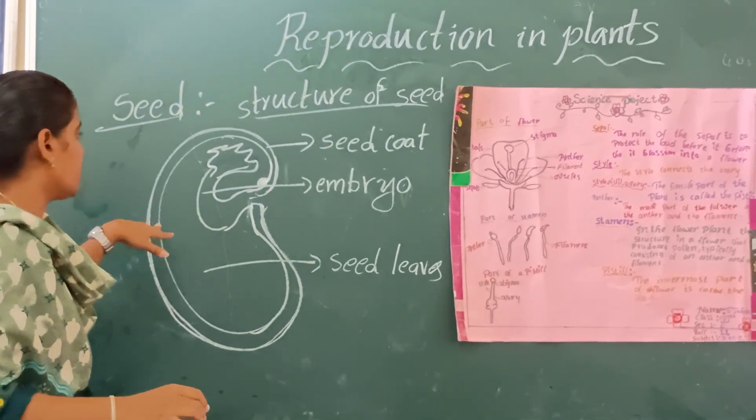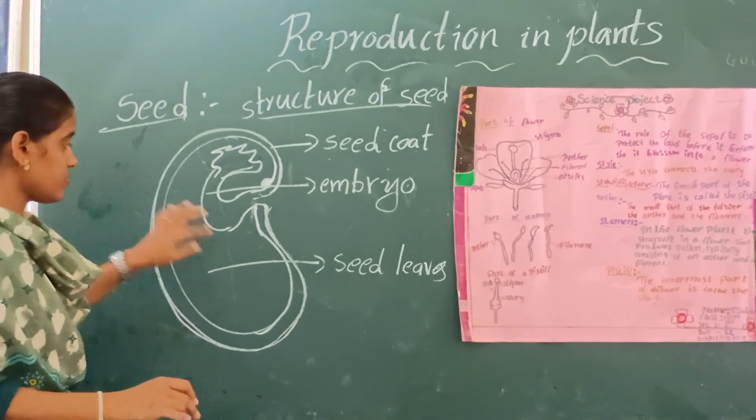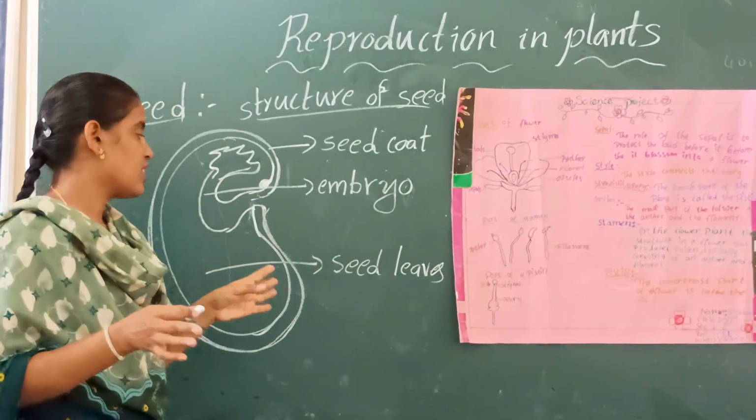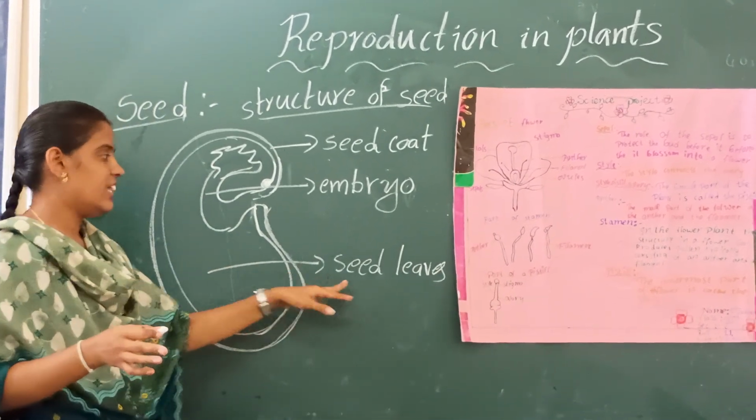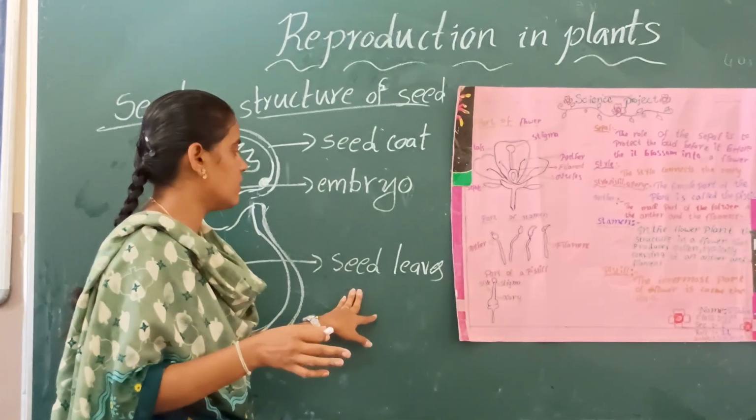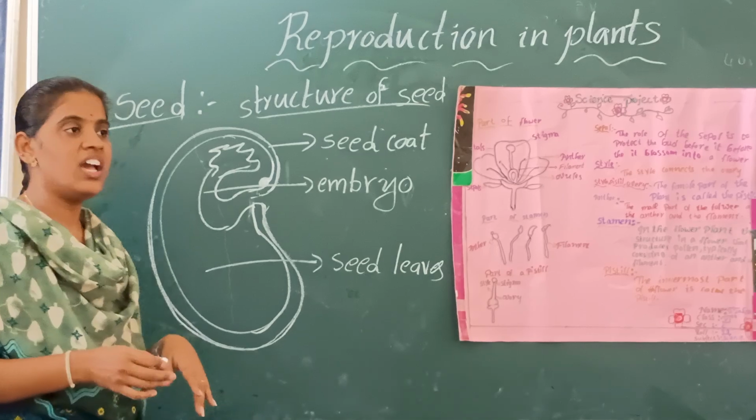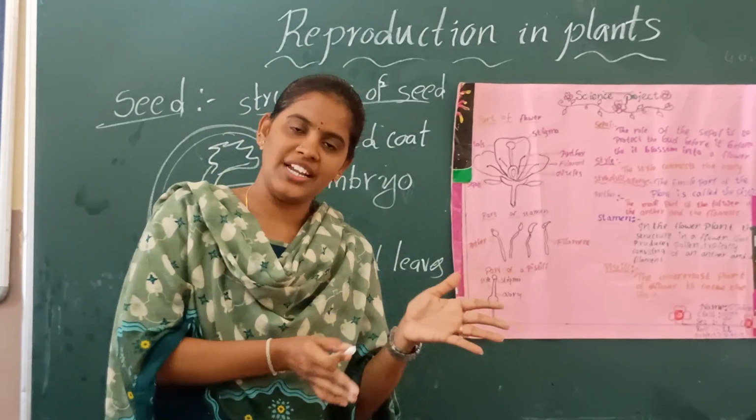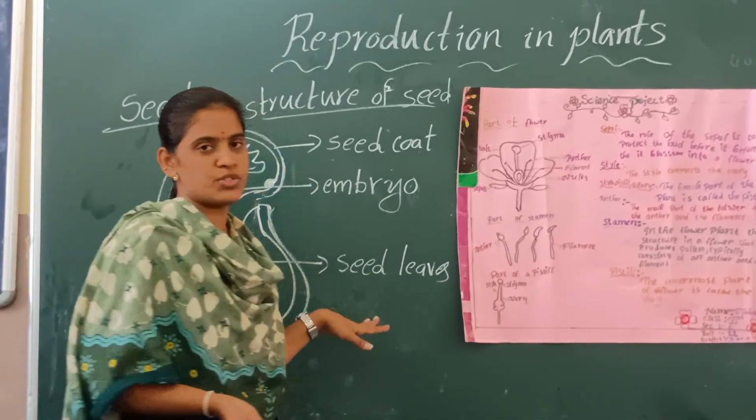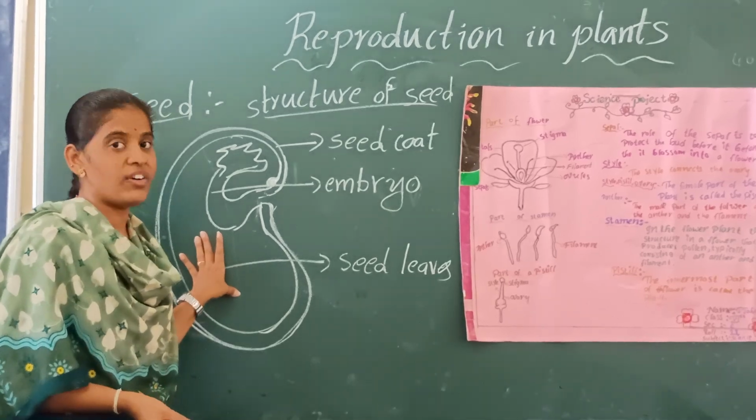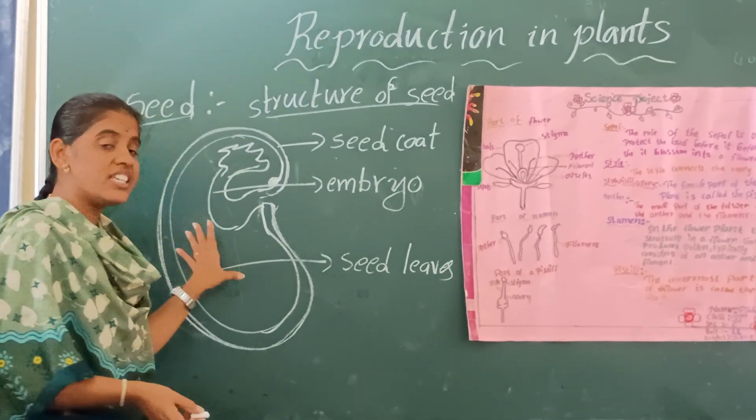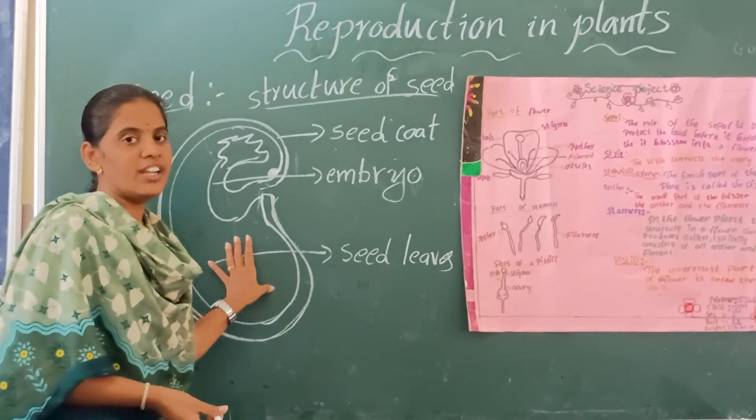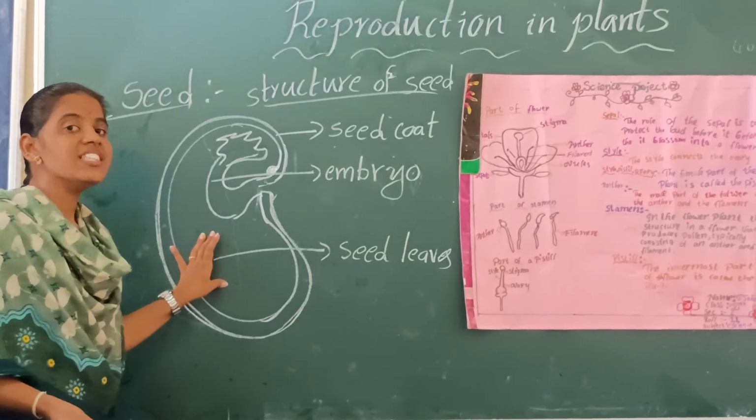Now coming to the next point, seed leaves. We call these seed leaves by another name also. What is that? Cotyledons. Some kinds of seeds have one cotyledon, some kinds of seeds have two cotyledons. These seed leaves help the seed store food for the baby plant. Whenever they get the right amount of water and warmth, it will grow. That is called a seedling.